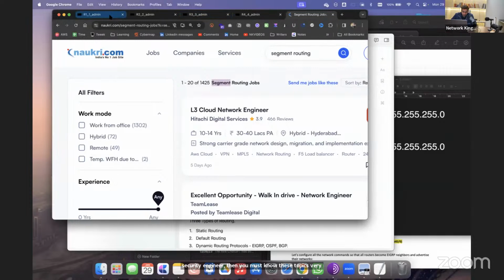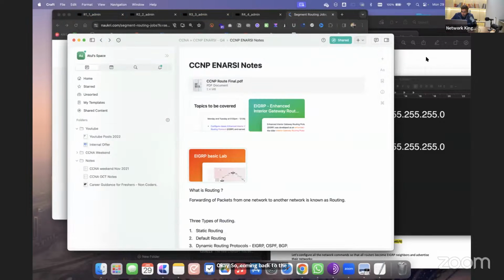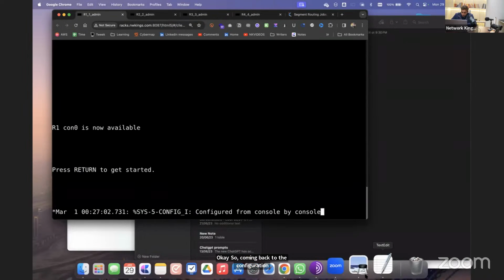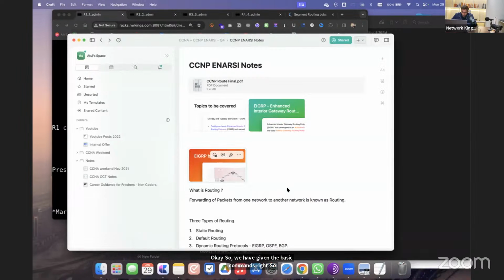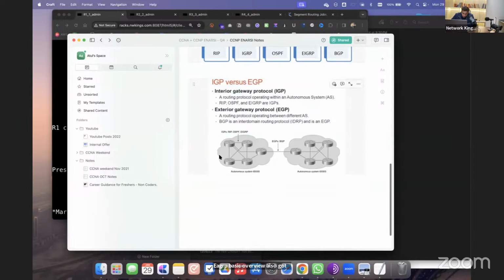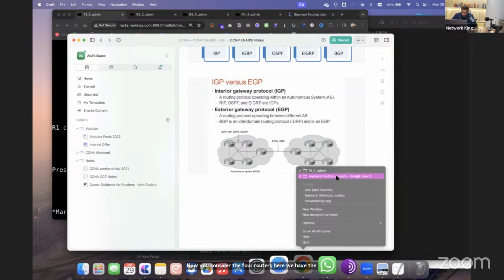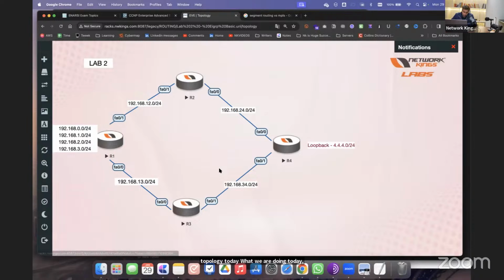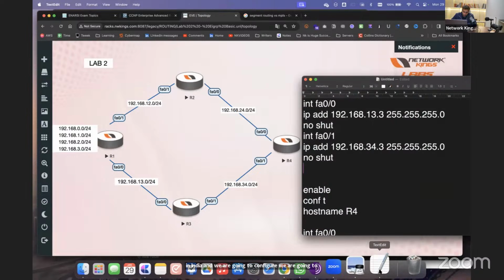Okay, so coming back to the configuration. We have given the basic commands, right? You also got the EIGRP basic overview, what is routing and dynamic routing. So we are learning EIGRP, and how we can connect our offices. Now consider the 4 routers here. We have the same topology today. आज मैं वही बता रहा हूँ तुम्हें. This topology means Delhi, Mumbai, Chennai, Kolkata. These are 4 cities in India, and we are going to configure all the devices.